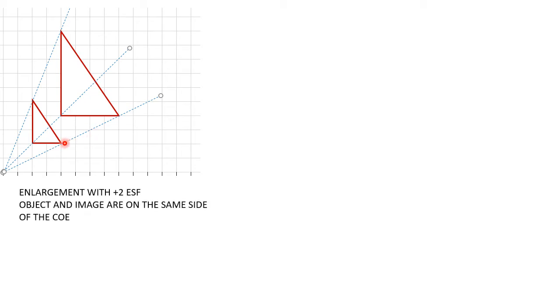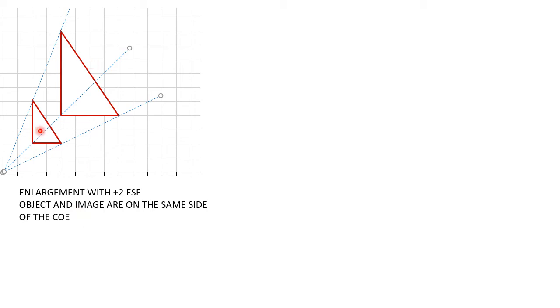To begin with, let's consider two examples. And to begin with, we have this example here. We have a smaller triangle, this one here. Let's have it as our object at this point, and we have a bigger one which has been enlarged. And the enlargement scale factor in this case is positive 2. Positive 2, that means the enlarged object, which now forms the image, this bigger one here, is twice as big. It's on the same side of the center of enlargement as the object.